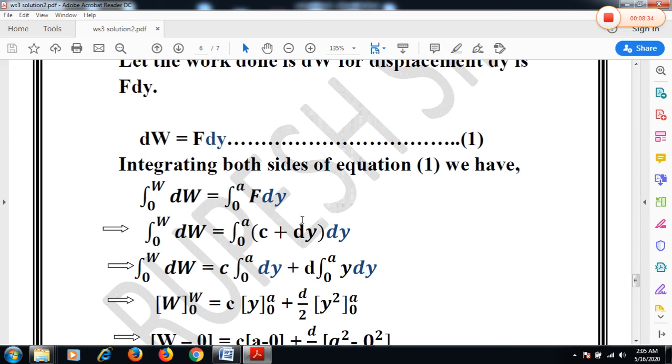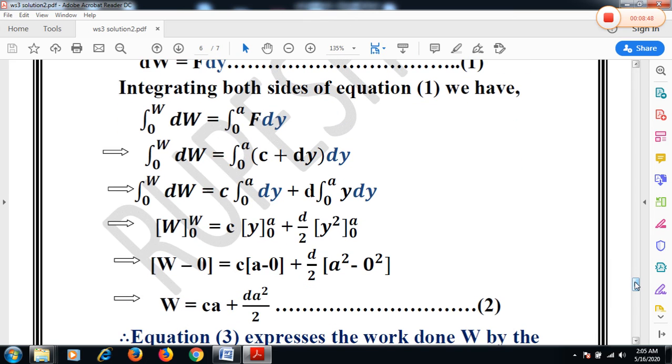Okay, do not misinterpret them, do not mingle them up. Okay, students, so we have integration 0 to W dW equals c into integration 0 to a dy plus d into integration 0 to a y dy. Now we have W from 0 to W equals c into y from 0 to a plus d by 2 y square from 0 to a.